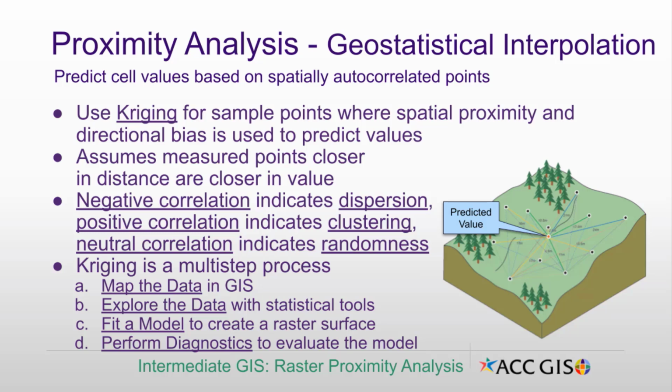Now, Kriging is a very complex multi-step process in which first you map the data in GIS, then you explore the data with statistical tools, you fit a model to create a raster surface, and then you perform diagnostics to evaluate the model. And if you want to know more about geostatistical interpolation, I suggest you take our Advanced Problems in GIS class, where we have a whole competency and a real-world project where we focus on deterministic and geostatistical interpolation.